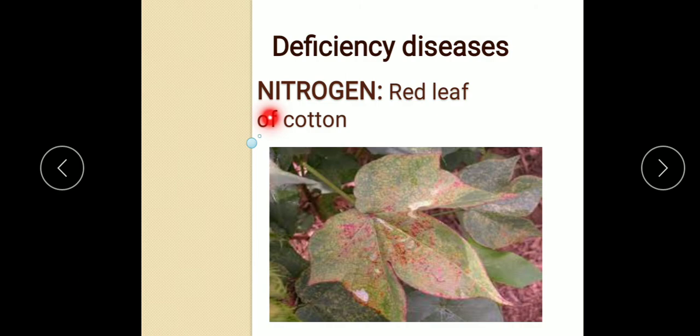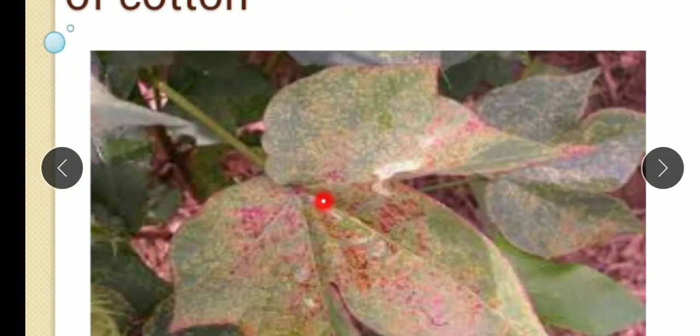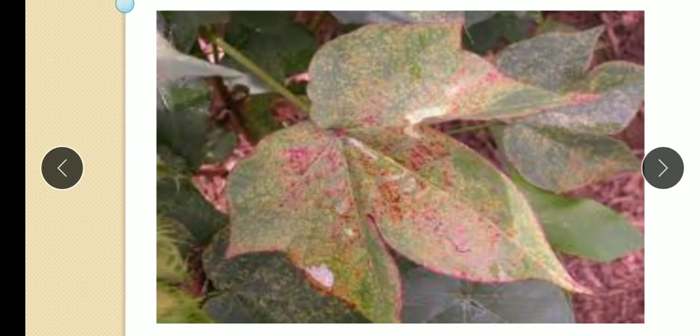First, deficiency disease due to nitrogen. Nitrogen is the nutrient and the deficiency disease is red leaf of cotton. You can see here in the diagram, this is a cotton leaf. And what are the symptoms of this disease? The plant shows poor growth and wilting. Wilting, just now I explained to you. Leaves at the lower level turn yellow due to lack of respiration, because the respiration process goes slow.